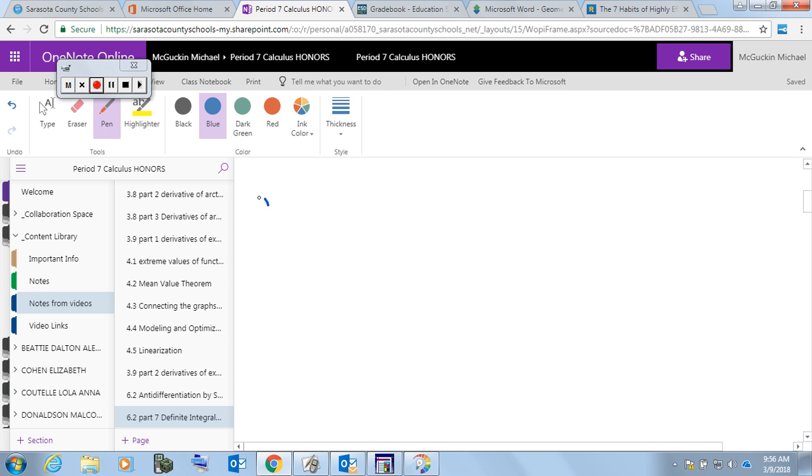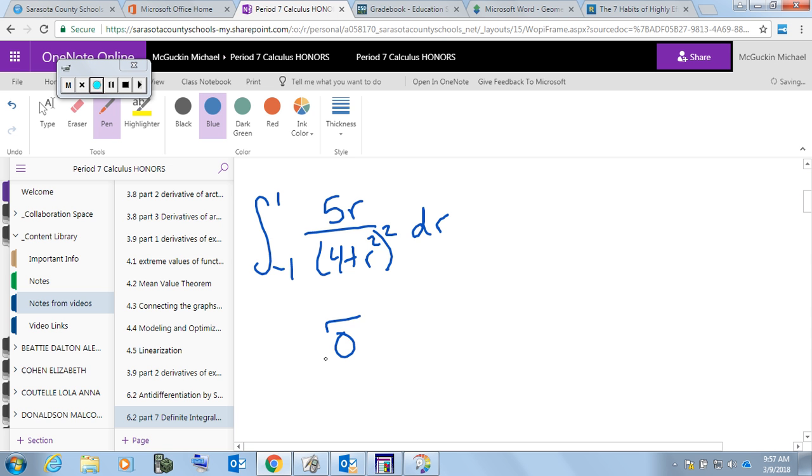Let's take the example of the integral from -1 to 1 of 5r over the quantity 4 plus r squared, all squared, dr. And once again, we want to evaluate that integral from -1 to 1. When this is all said and done, hopefully you end up with a final answer of 0.